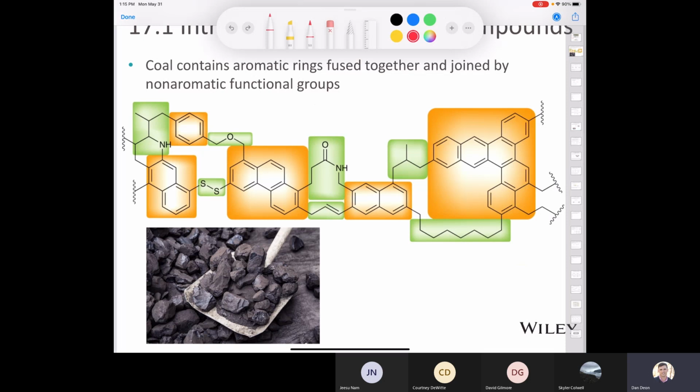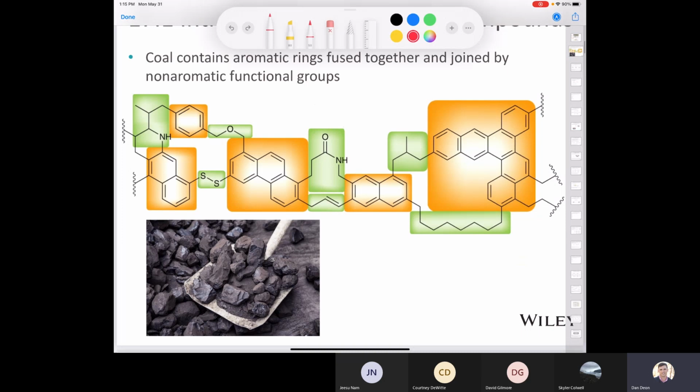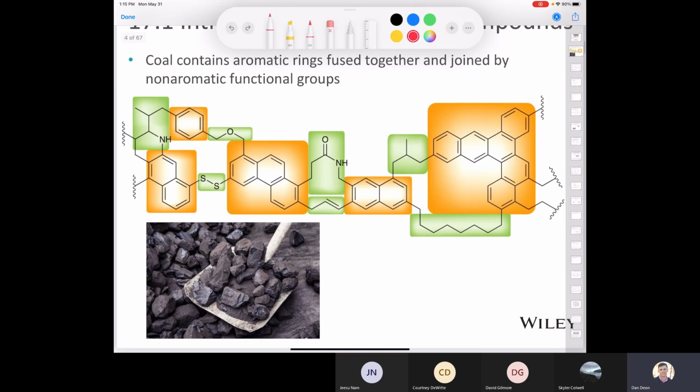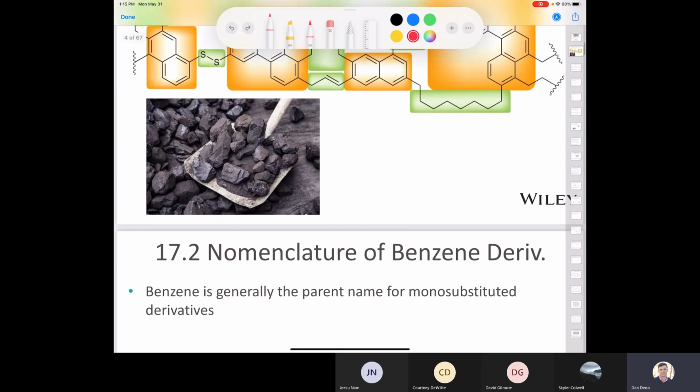So that's a very common place that you would find aromatic rings. In fact, the textbook says something like there's enough coal in the United States to keep it running for the next 150 or 200 years or something like that. So there's a lot of energy available from coal. And I think that a good chunk of Americans get their electricity from coal, even if they don't want to admit it or they don't know it.